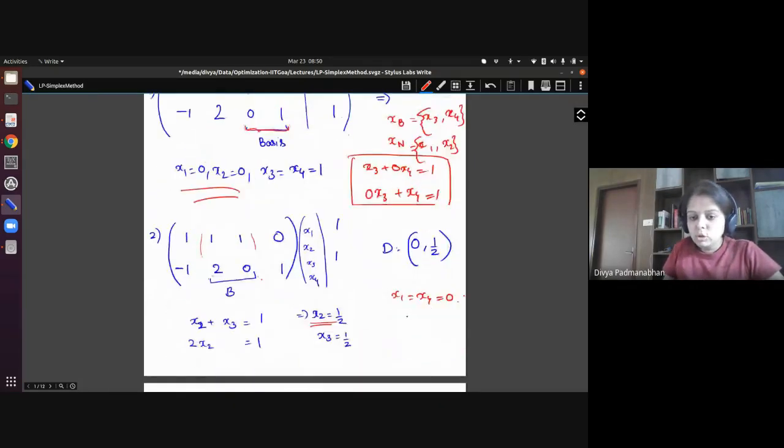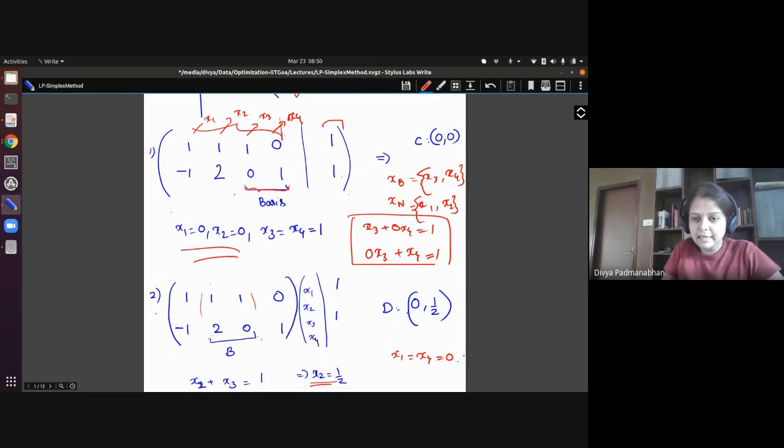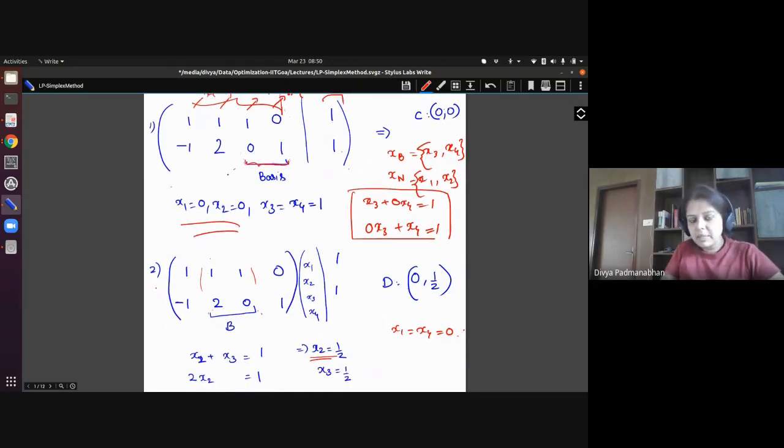Now if you look at these two basic feasible solutions, corresponding to C and D, you will notice that this column and this column were common, and there was exactly one vector which was different. Instead of this vector, for the vertex D you have this vector. So there is one which is common and one which is different.